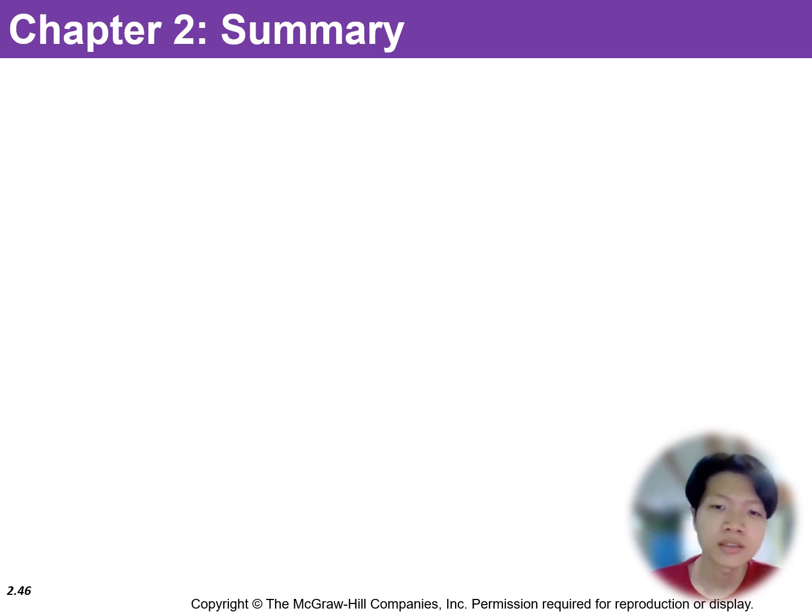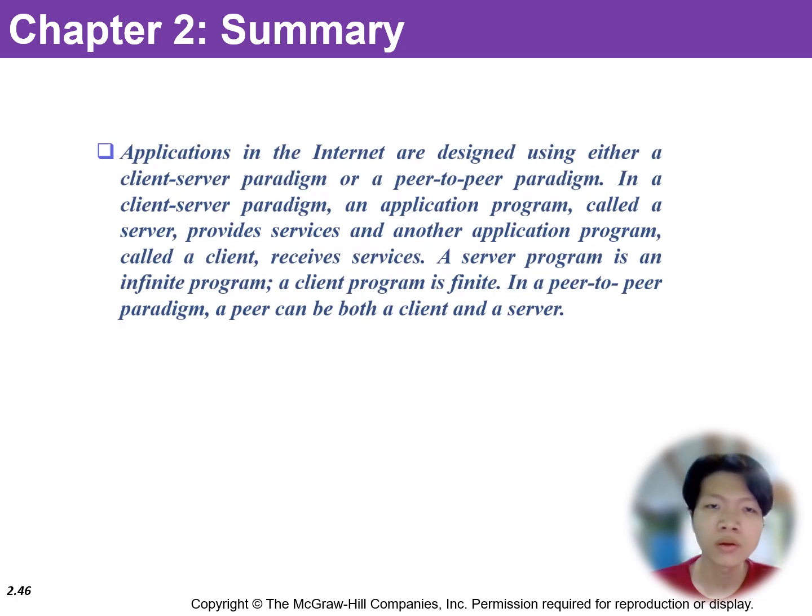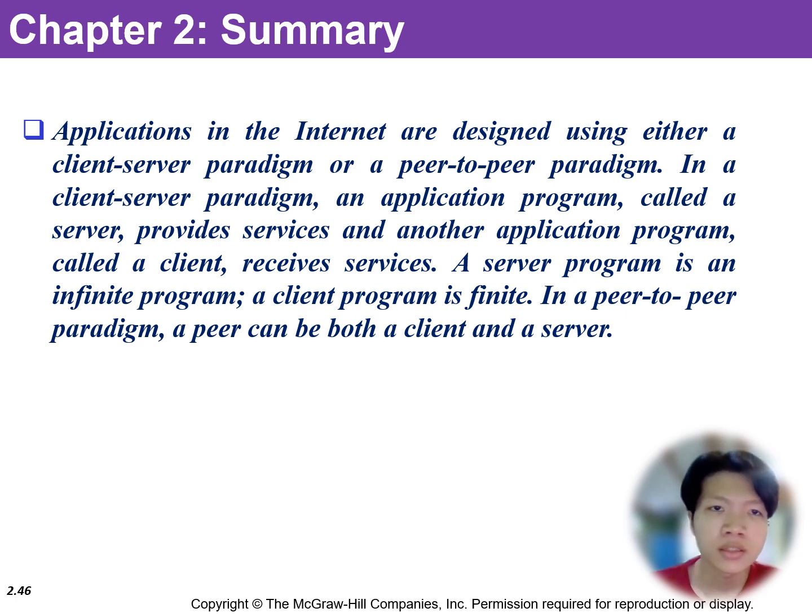Okay, let's summarize the content of this Chapter 2. Applications in the internet are designed using either a client-server paradigm or a peer-to-peer paradigm. In a client-server paradigm, an application program called a server provides services and another application program called a client receives services. A server program is an infinite program. A client program is finite. In a peer-to-peer paradigm, a peer can be both a client and a server.